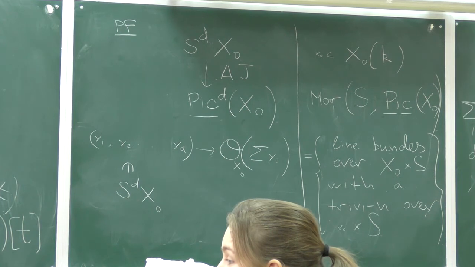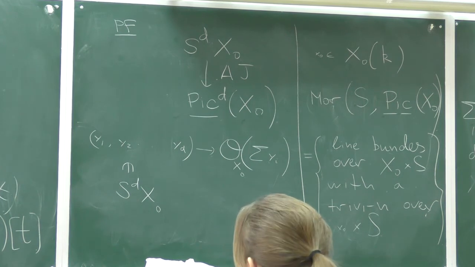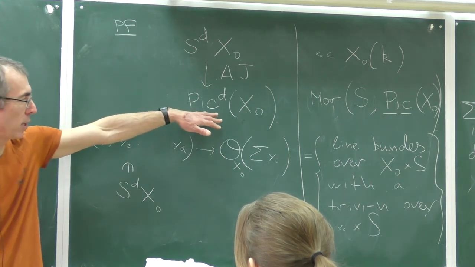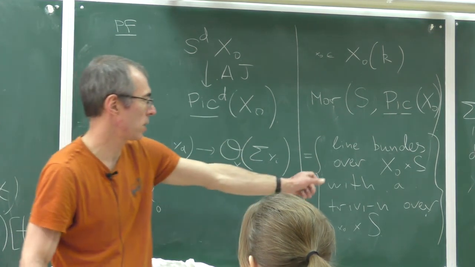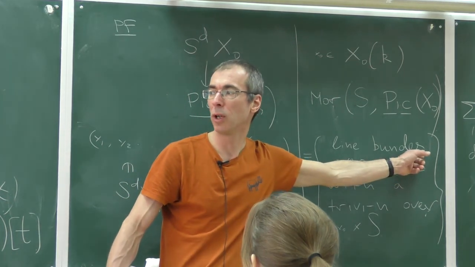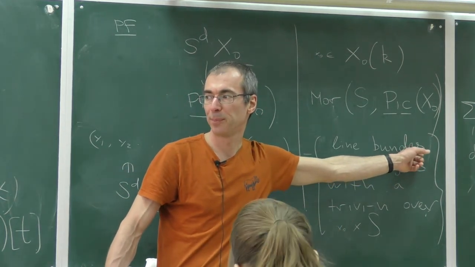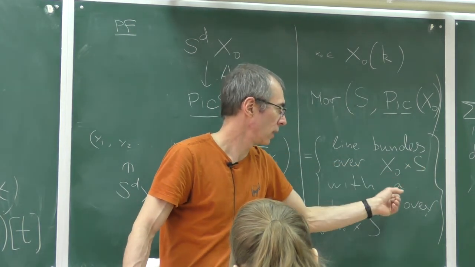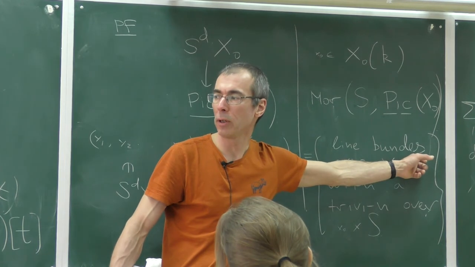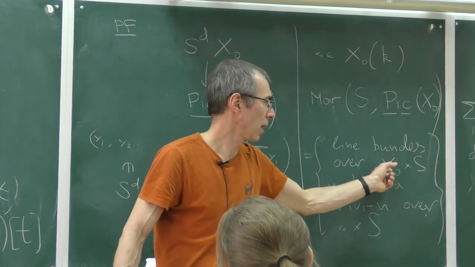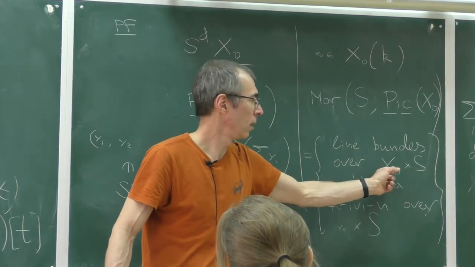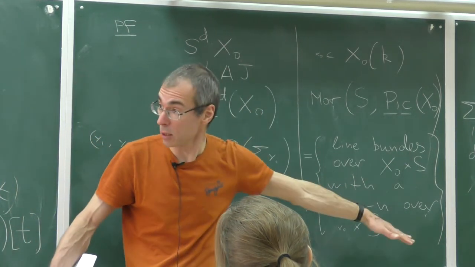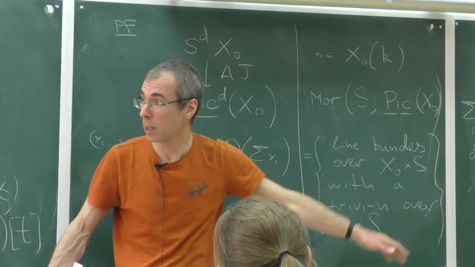Yeah, so just for all closed points, so big D is the moduli space of line bundles of degree D, which means that you look at line bundles here, such that for every closed point, the restriction of my line bundle to the fiber of this to x0 over this closed point has degree D.